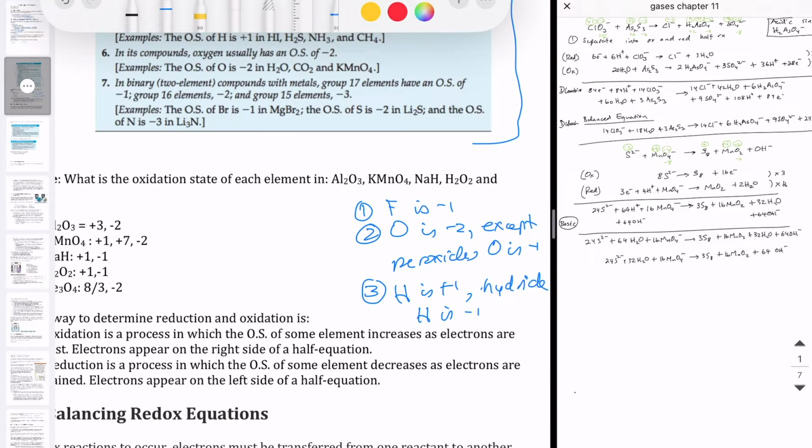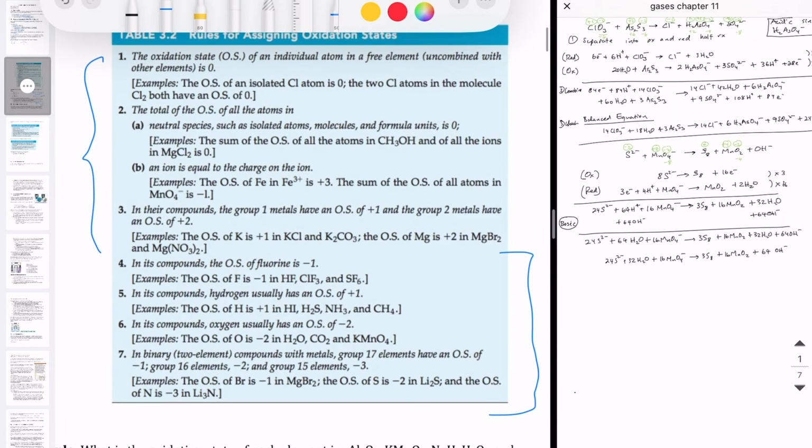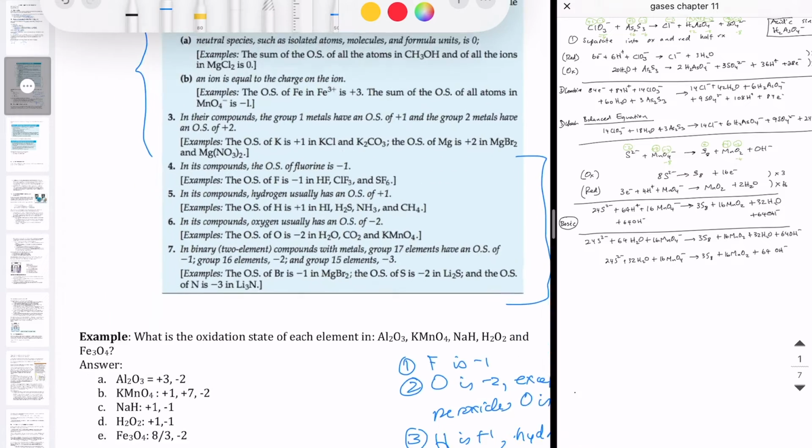And then afterwards, you follow the rest of these other rules, which is that group 7 is -1, group 6 is -2, group 5 is -3. These are all not guaranteed, but they're typically that. So what you have to do is actually determine it. So you follow this order sequentially for the nonmetals. For the metals and for compounds, you can follow the rules that you already know from ionic compounds.